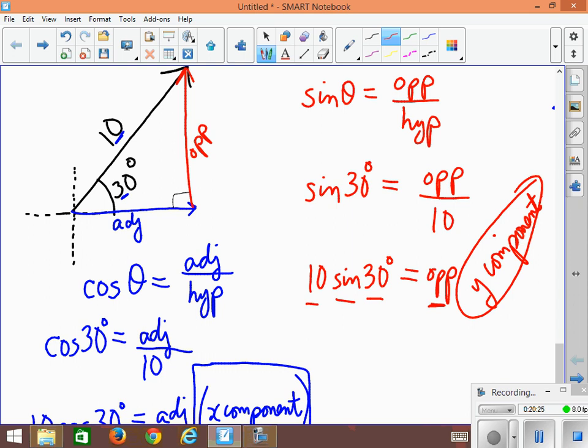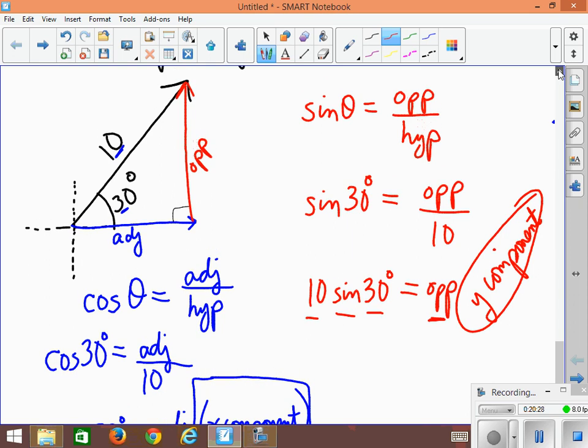And these are numbers that we can figure out, right? The sine of 30 is 1/2.